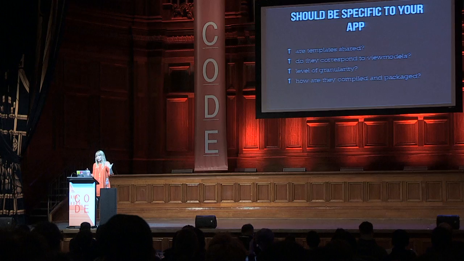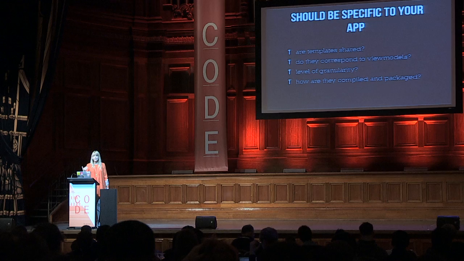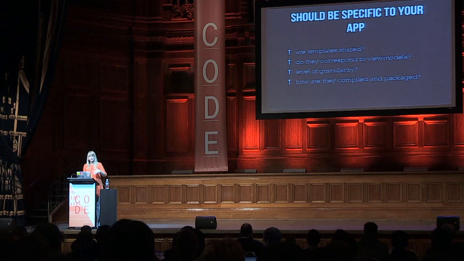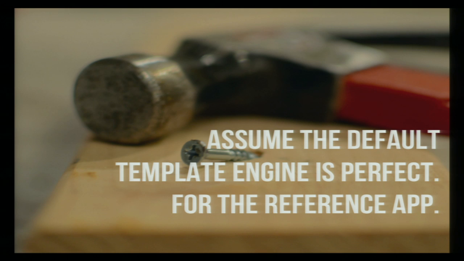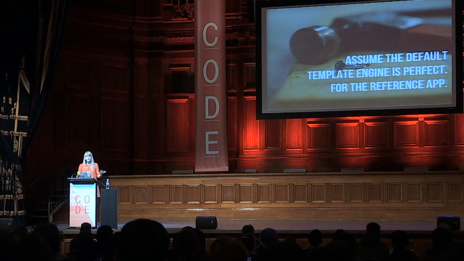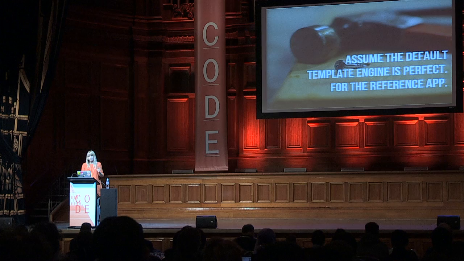And how you're compiling and packaging these things also affects what you might choose, because that affects how you can split things up, what level of granularity you can have, but also what needs to go along with that. Do you need to push a view model along with your template, and does that need to be part of a package that's delivered together? So the bottom line is to not just assume that whatever came with your framework, whichever side you're using it on, makes perfect sense for the to-do app that is the reference application for your framework, but maybe not for every single use case.